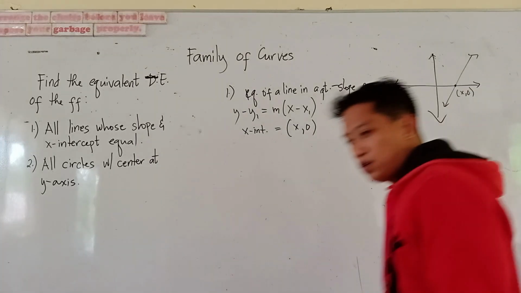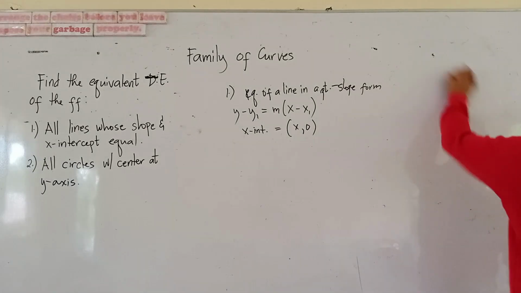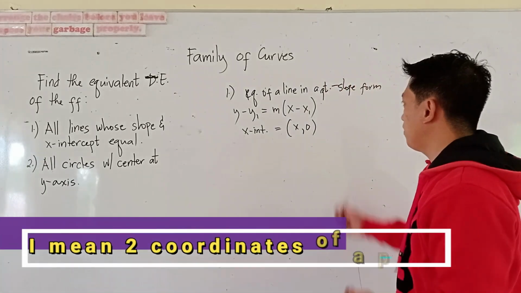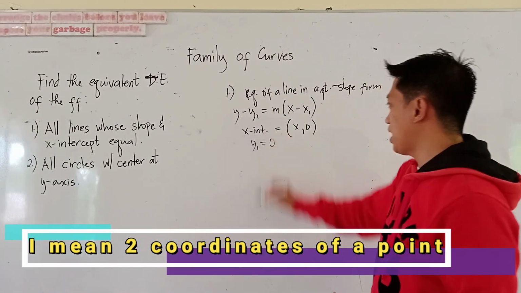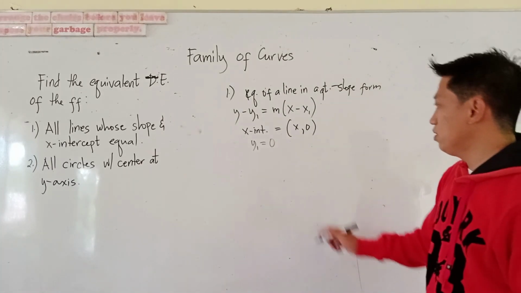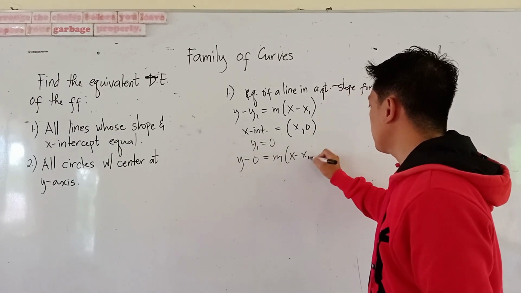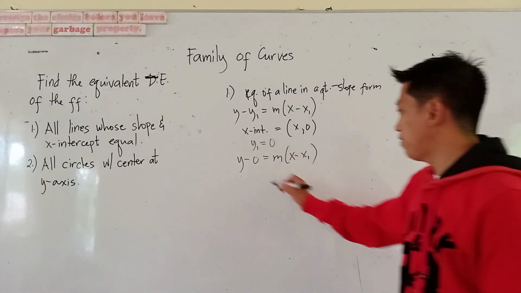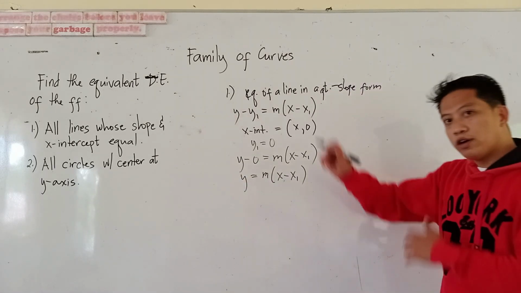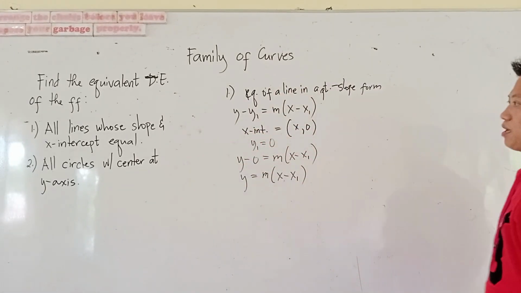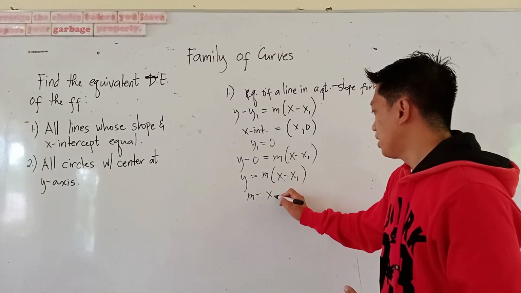So, ganun yung mga boss. So, ang gagawin natin mga boss is we're going to substitute, since we have 2 points here given, the x sub 1 and y sub 1. So, yung y sub 1 natin, kasi meron tayong x-intercept, so ang y sub 1 natin is 0. So, by simplifying, we have y minus 0 is equal to m times x minus x sub 1. So, simplifying further, we have y is equal to m times x minus x sub 1. But according to our problem, the x-intercept and the slope are equal. So it means to say that our m is also equal to x sub 1.